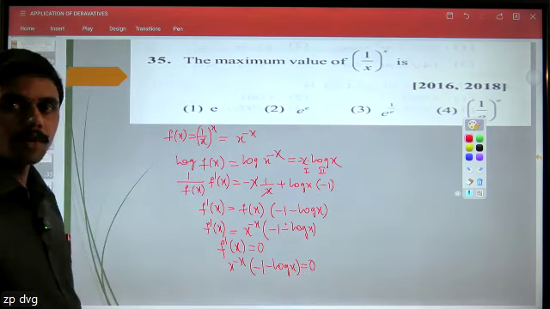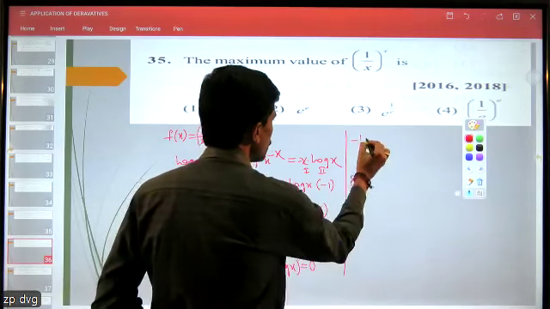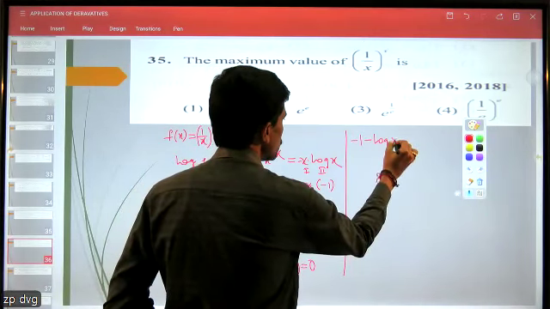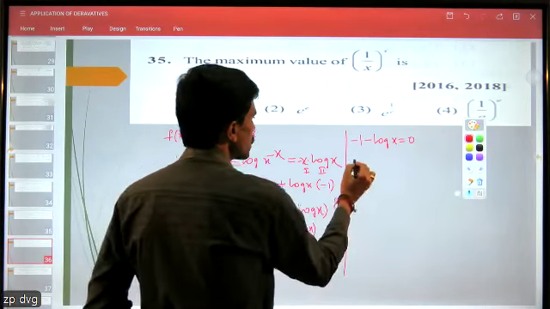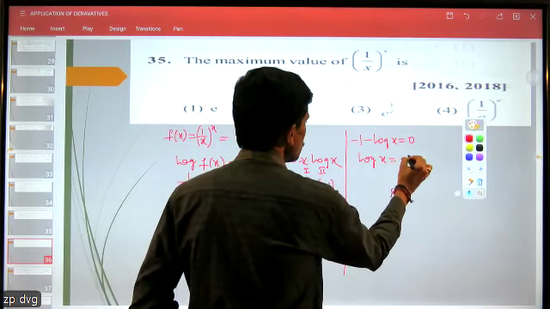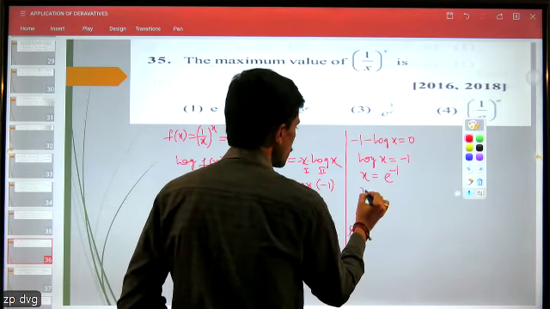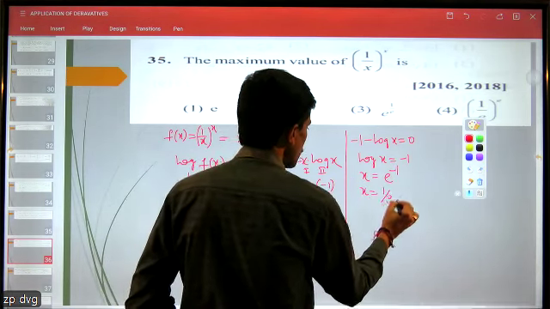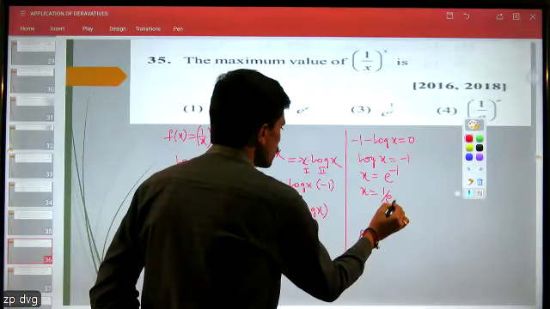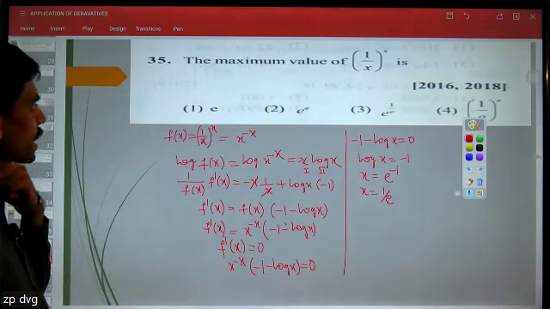Here x power minus x is not equal to 0. We get minus 1 minus log x is equal to 0. This is nothing but log x equal to minus 1, or x equal to e power minus 1, nothing but x equal to 1 by e. For the maximum value, we have to find the maximum value.